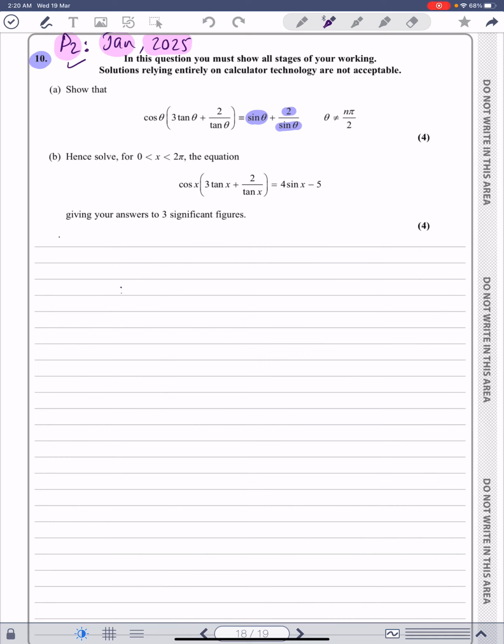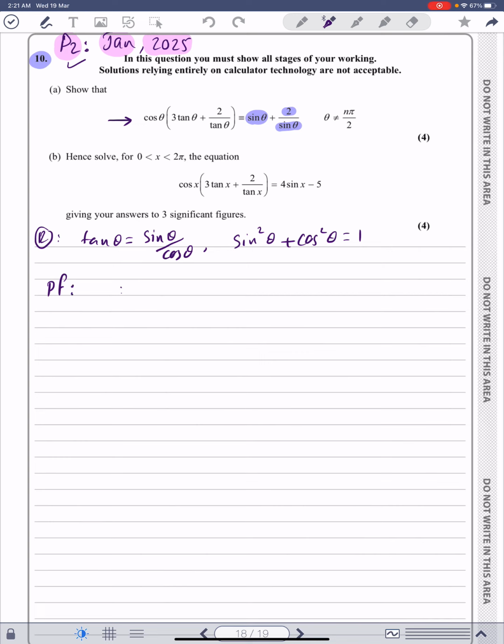Directly I remind myself that these are the basic identities that every P2 student must memorize. So remind yourself that tan theta is equal to sine theta over cosine theta, and the other one is sine squared theta plus cosine squared theta is equal to 1. We start proving using one of them according to the steps needed.